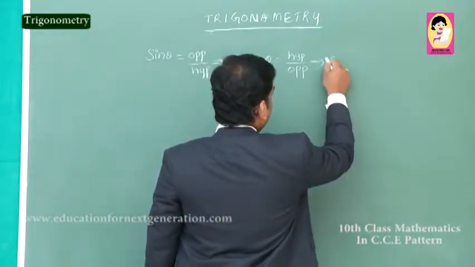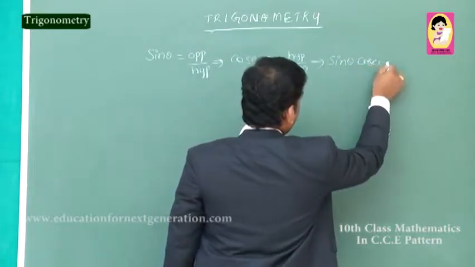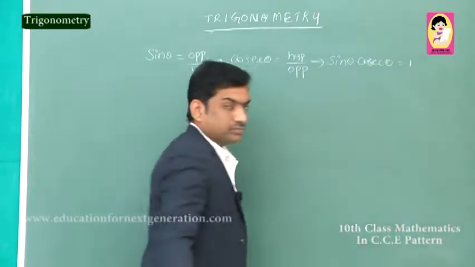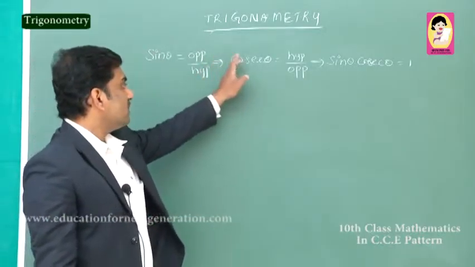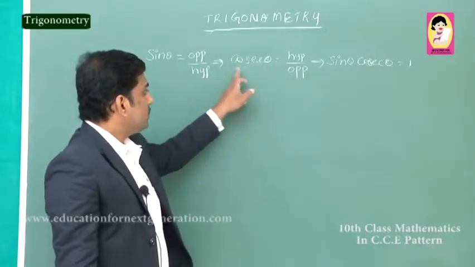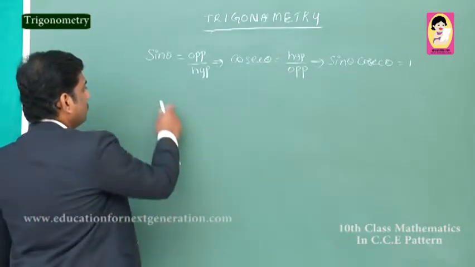From this we can get the relation sin theta into cosec theta is equal to 1. Opposite and opposite get cancelled. Hypotenuse and hypotenuse also get cancelled. Sin theta into cosec theta equals 1.